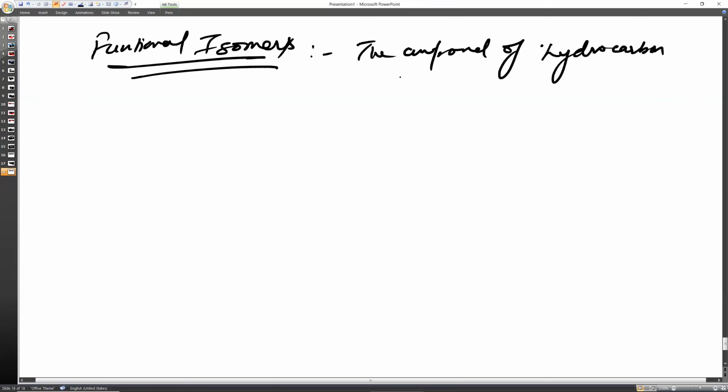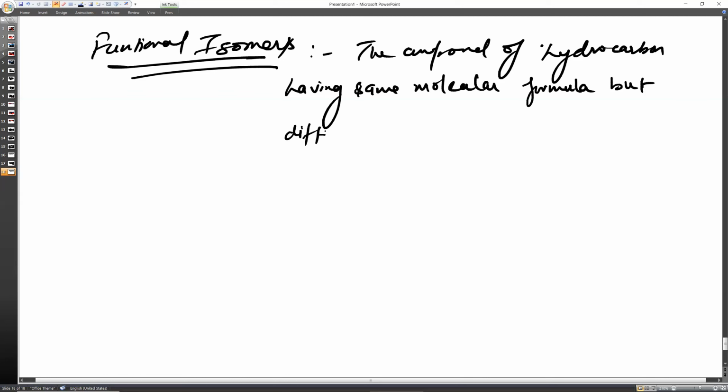The compounds of hydrocarbon having the same molecular formula but different functional groups are considered to be functional isomers. You understood? The compounds of hydrocarbons having the same molecular formula but different functional groups are called functional isomers.